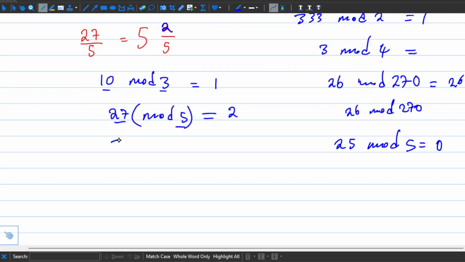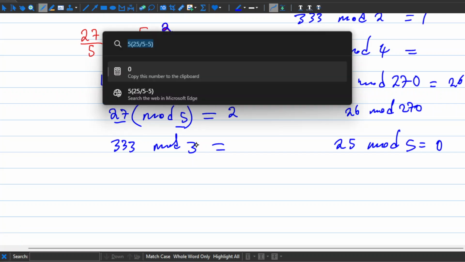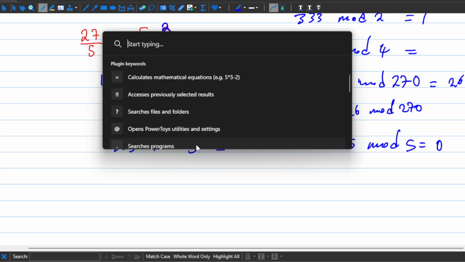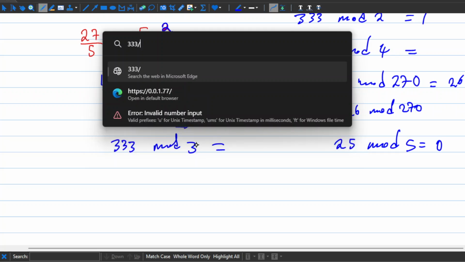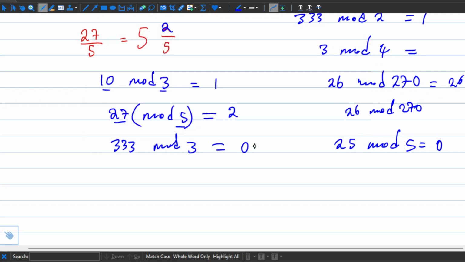Same applies to maybe 333 mod 3. Okay, I'll give this example. 333 mod 3. What you do again is you say 333 divided by 3 gives you 111. So 111 is the number before the decimal. So you say minus 111. Gives you 0. 0 times 3 will give you 0. Okay, so this is what it is.